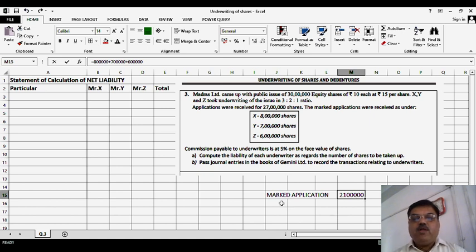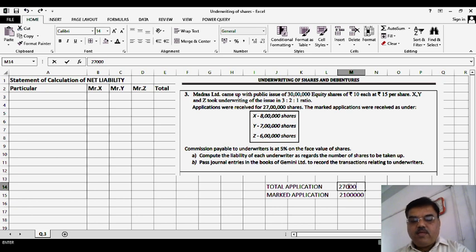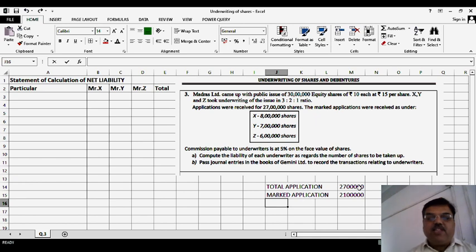21 लाख. इसमें से अगर टोटल एप्लीकेशन कितना रिसीव हो गया है, टोटल एप्लीकेशन 27 लाख, यहां पे 27 लाख. सो यहां पे अगर 27 लाख में से अगर 21 लाख हम माइनस कर देते हैं तो हमें क्या मिलता है, अनमार्क एप्लीकेशन.